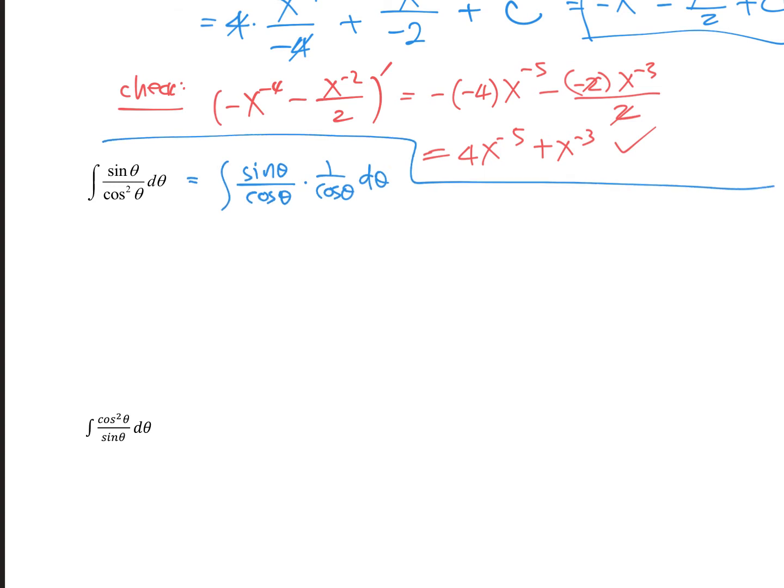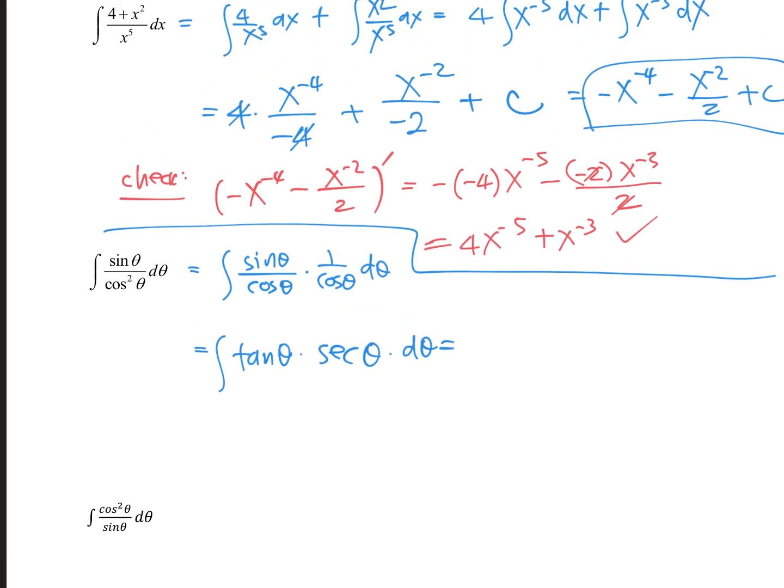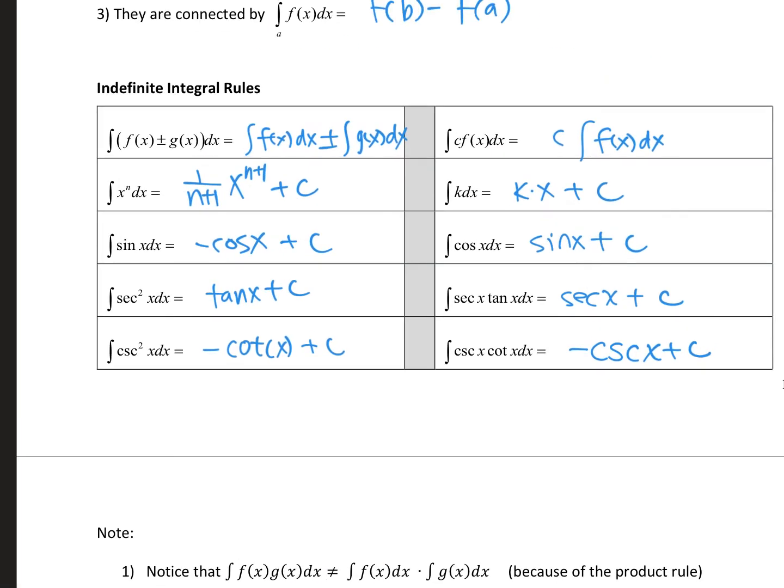We know that sine over cosine is just tangent. So tangent theta times, and I know 1 over cosine is secant. And I think we just talked about it. Integral of tangent theta and secant theta is here secant tangent, right? So we know that the derivative of secant is secant tangent. So that means integral of secant tangent is just secant.